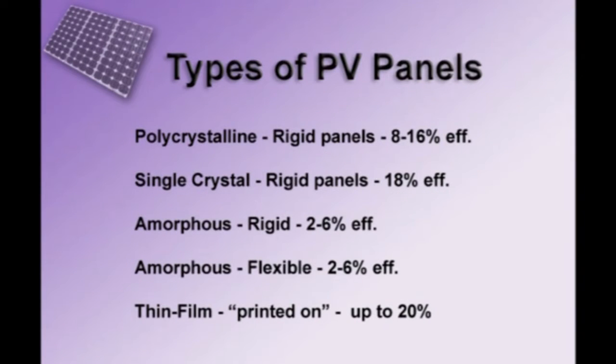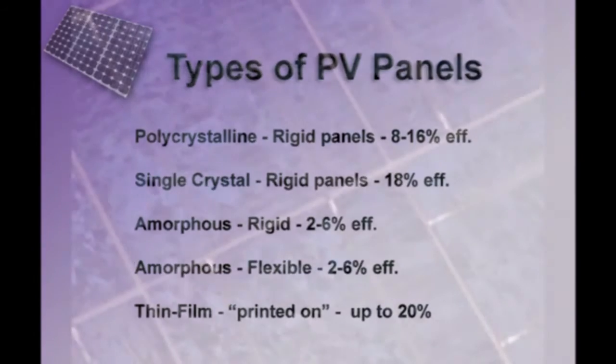Here are the primary types of solar panels. We have polycrystalline. They're very common, and they have an 8 to 16% efficiency. Single crystal, which are also rigid panels, very common use. And we have amorphous, inflexible, or rigid design, lower efficiency, but a very interesting design, and the new thin film or printed-on solar panels, which have up to a 20% efficiency.